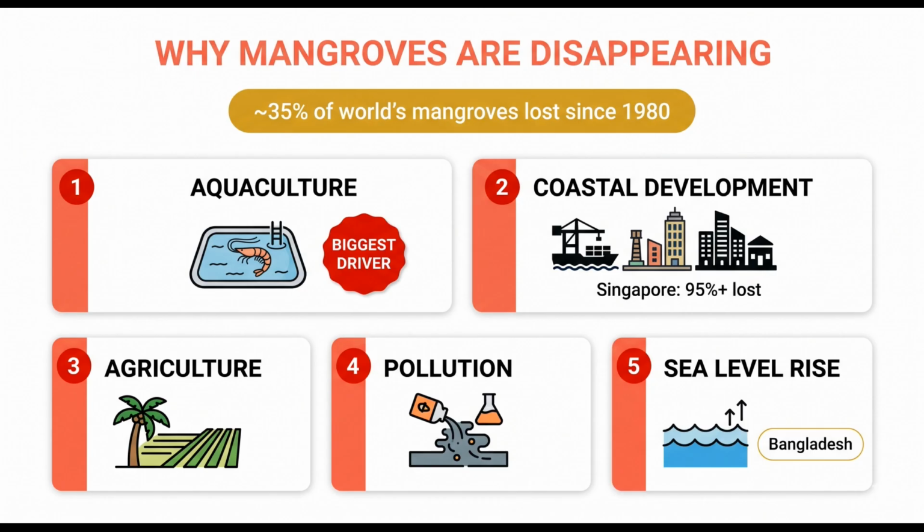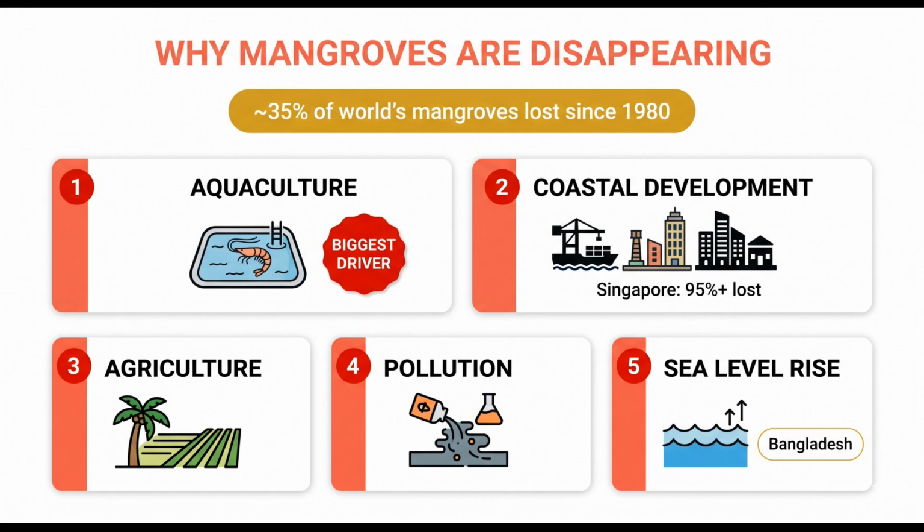Number 3, agriculture. Particularly in South and Southeast Asia, coastal mangroves have been cleared for rice paddies, coconut plantations, and palm oil. Number 4, pollution. Industrial and agricultural runoff, fertilizers, heavy metals, plastics, damages mangrove ecosystems and kills seedlings before they can establish.